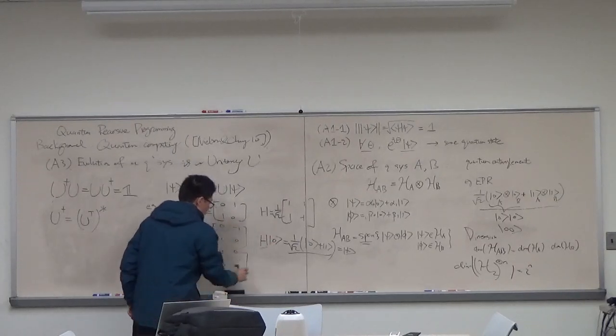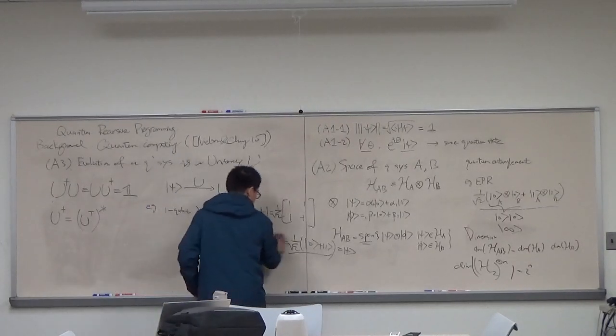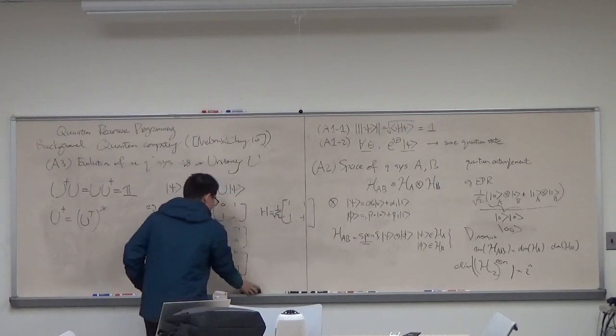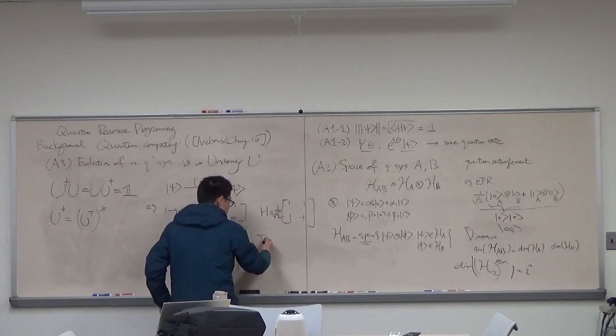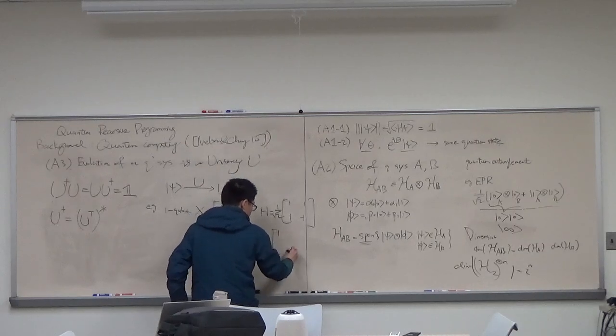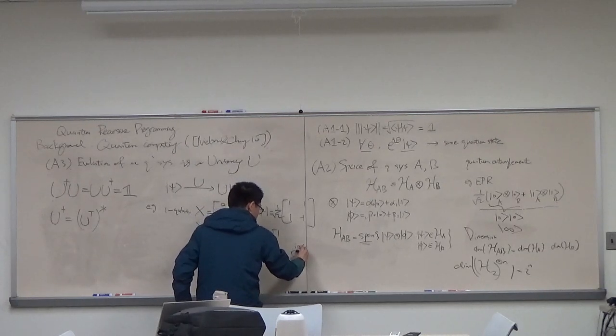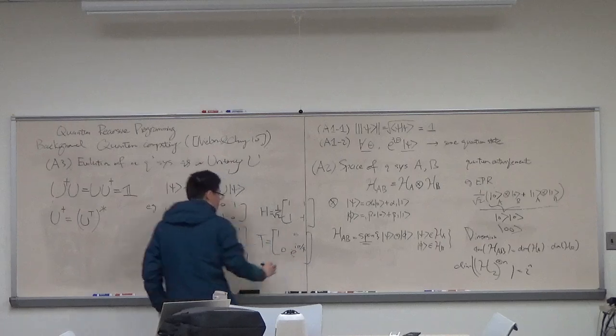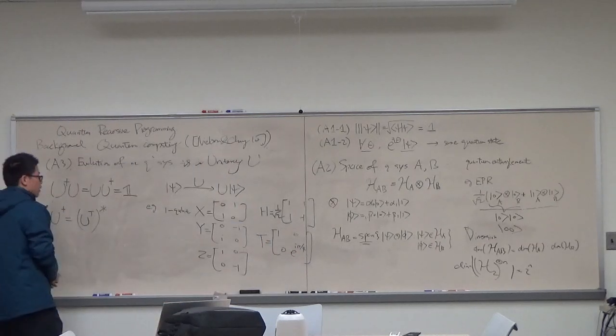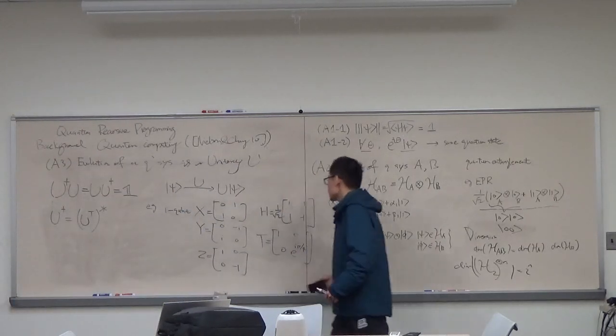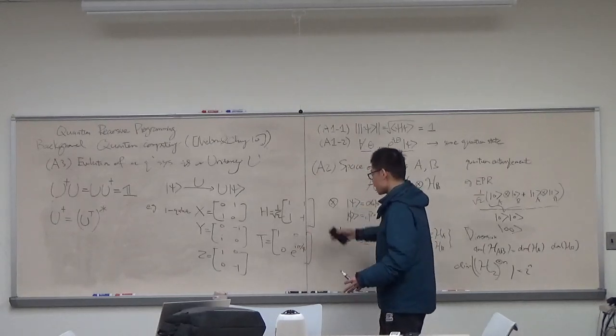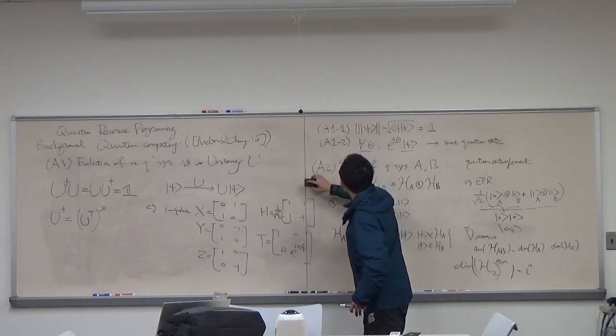And there are also other types of 1-qubit unitaries. I will mention one more here. T is defined as 1, 0, 0, e to the i pi over 4. Okay. So these are typical. There are others, but I will just mention these 5.